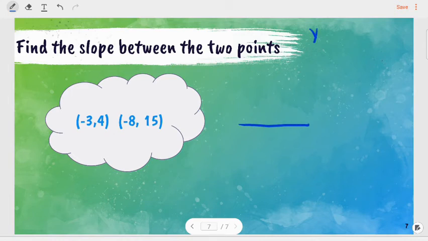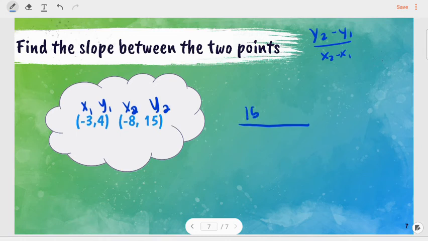So my formula, again, y2 minus y1 over x2 minus x1. And you can see that it's important to have this memorized because we use it each and every time. But if you're not there yet, use a cheat sheet, write it down somewhere that you can reference it a lot. So x, y, x, and y. This is my first point. This is my second point. Let's go ahead and plug it in.